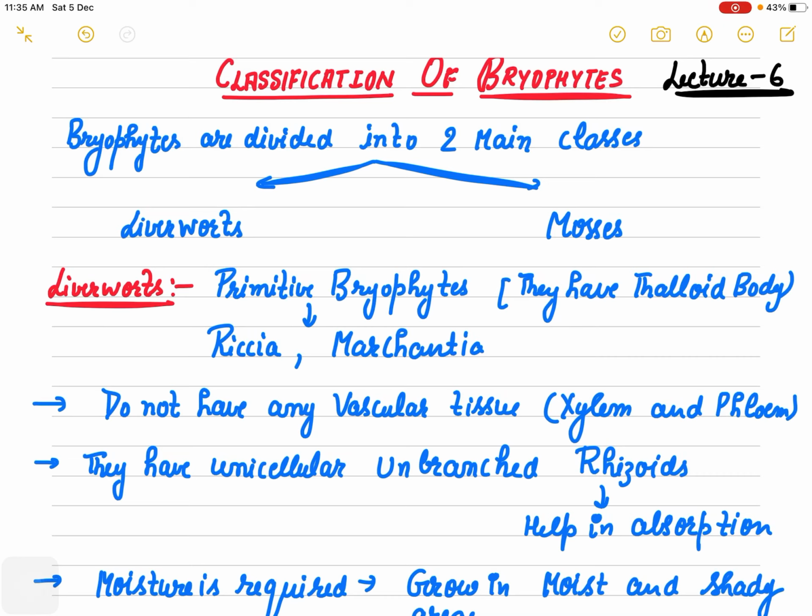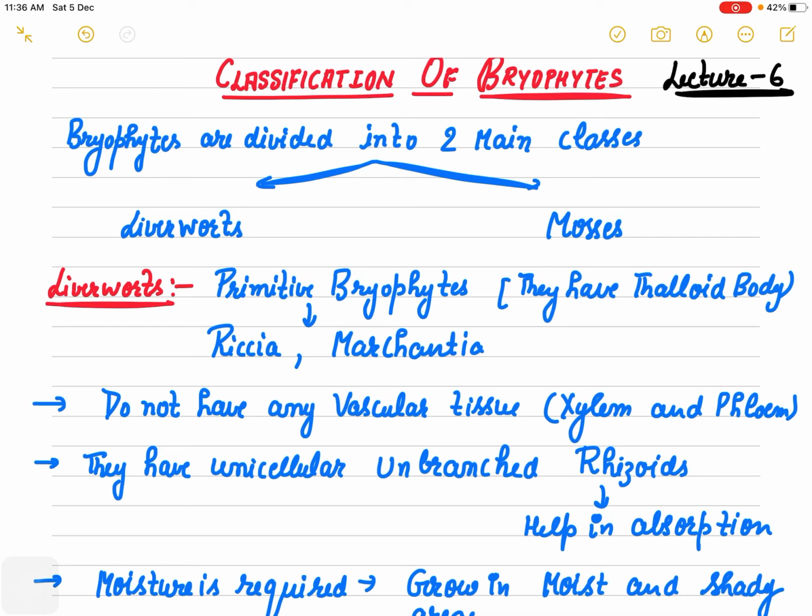Bryophytes, most of you now understood what the general characteristics of bryophytes are, which we already discussed in lecture 5, yesterday's lecture, right? If you have not noted down the general characteristics, then I will request that first please read them, because otherwise this lecture will be a kind of waste. You will not be able to understand this lecture, right?